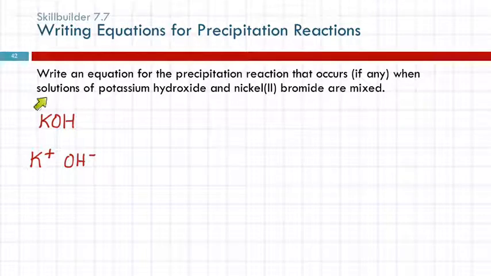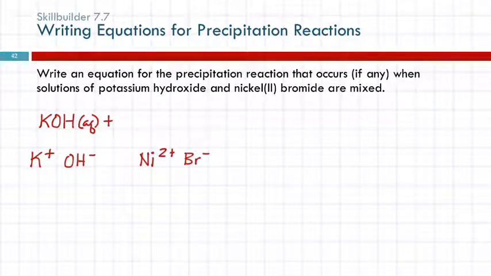Here we are told that these are solutions, that these are soluble, but you could look it up if you want in the table. And then we've got nickel(II) bromide. So we have Ni2+, and bromide is Br-. So we look at those charges and we see we need 2 bromides for 1 nickel.